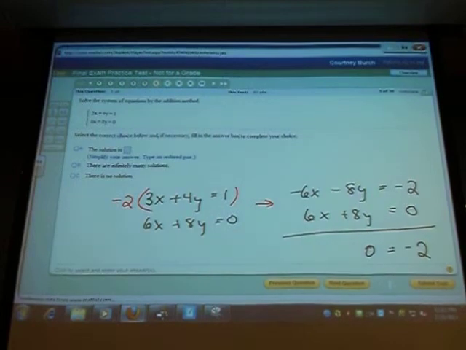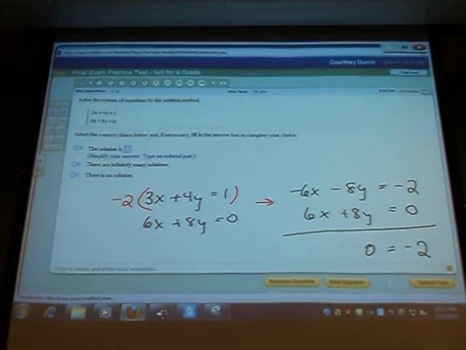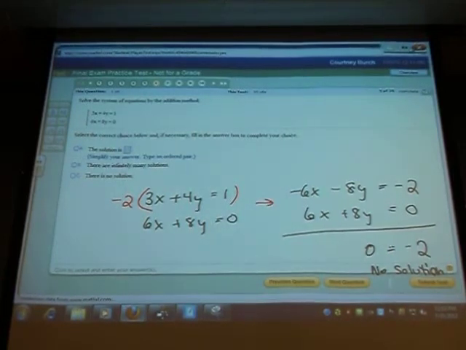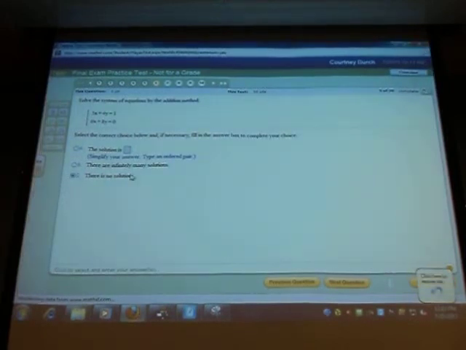Now if I end up with 0 equals negative 2, what does that mean? There is no solution. What if you got 0 equals 0? That would be infinitely many. So 0 equals negative 2 is no solution. You may get 0 equals whatever, as long as it's not 0. Now what would that mean on a graph if I had no solution? Parallel lines.